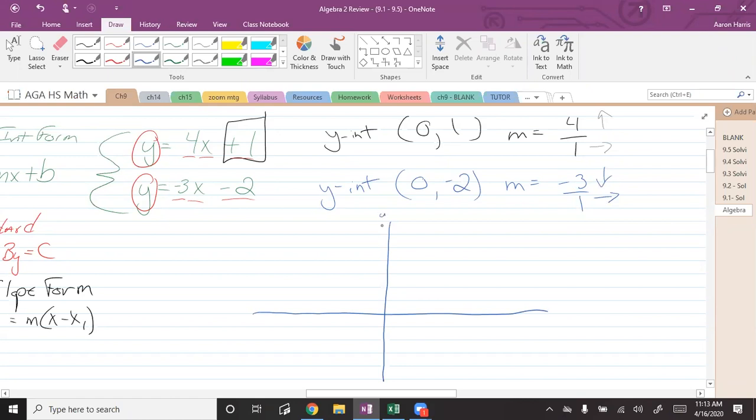All right, so this is where I create my graph. So I make a y-axis and an x-axis. Who knows what I graph first? The y-intercept. Yes, always.